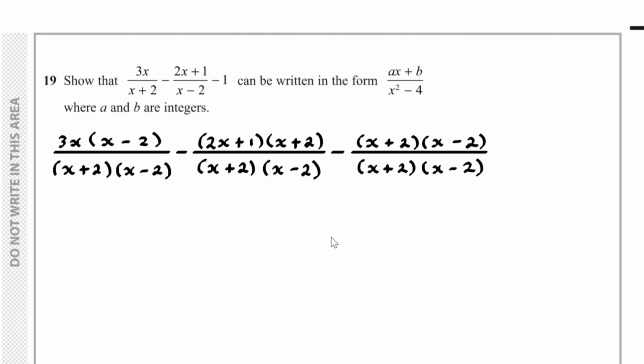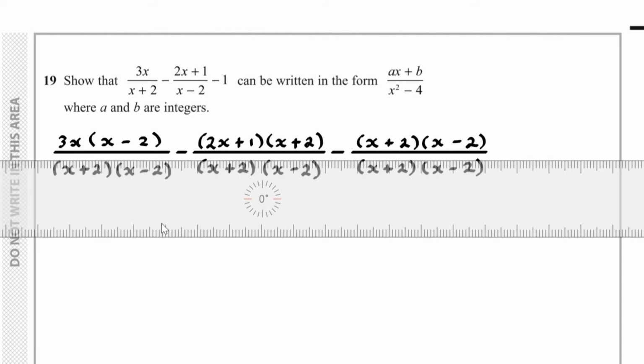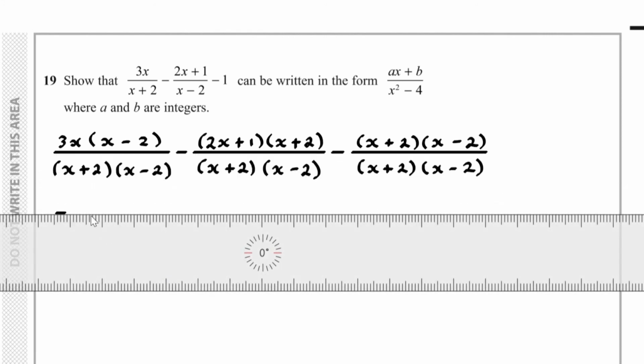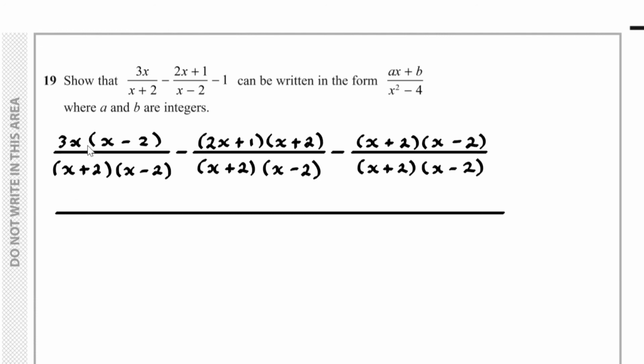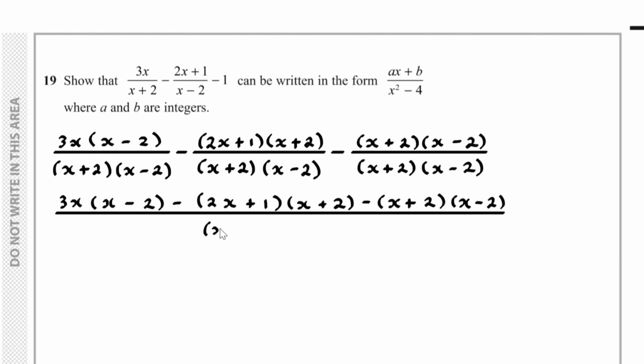So let's try to tidy all of this up. If we attempt to tidy all of this up, then on the top we've got 3x times x minus 2, minus 2x plus 1 times x plus 2, minus x plus 2 times x minus 2. And on the bottom, I've got x plus 2 times x minus 2.